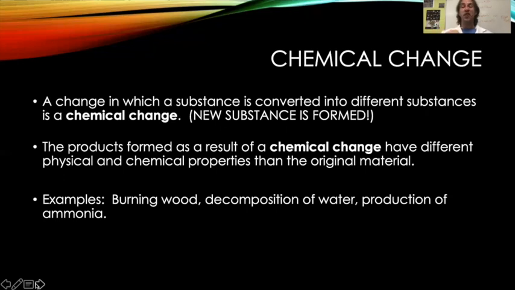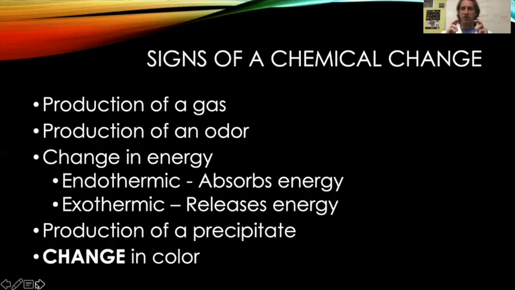What's nice is there are some things we can look for when determining whether this was a physical or chemical change. If we really start to drill down into what constitutes or will tell us whether or not we've had a chemical change, because it's hard to see bonds breaking and forming sometimes, there are five indicators that we've had a chemical change take place.